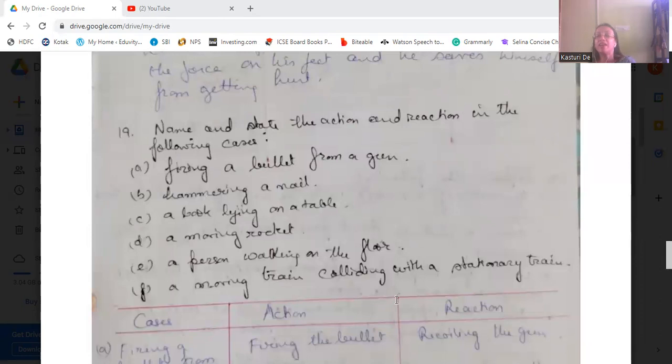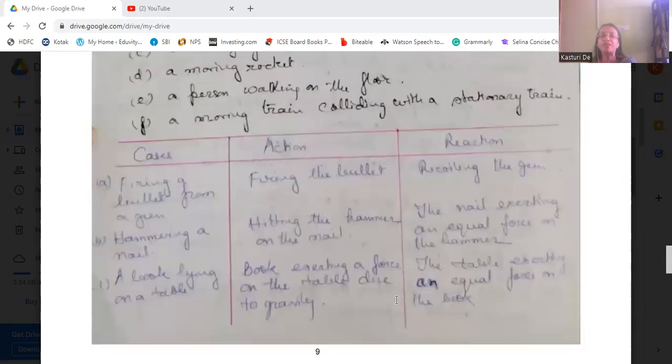And name and state the action and reaction of the following cases. Okay? So firing a bullet from a gun. Action will be firing the bullet and reaction will be the recoiling of the gun. Firing the bullet, that will be a force, the action. You're firing that bullet and the gun will suddenly recoil. That recoil in the gun will be the reaction of firing the bullet.